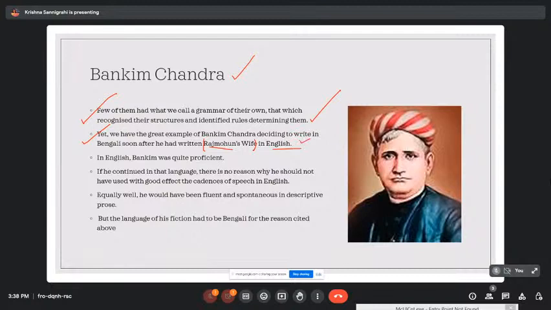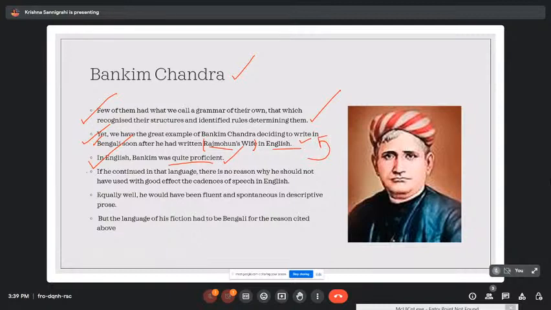However, soon what happened? He realized, as we saw, that the national movement slowly tried to move away from English and wanted to give focus to Indian language. And since Bankim Chandra is from Bengal, the undivided Bengal at that time, he took up Bengali as a language for writing further. So in English, Bankim Chandra was quite proficient. That is, he knew the language very well. But as a conscious decision, he thought of going back to the original language.